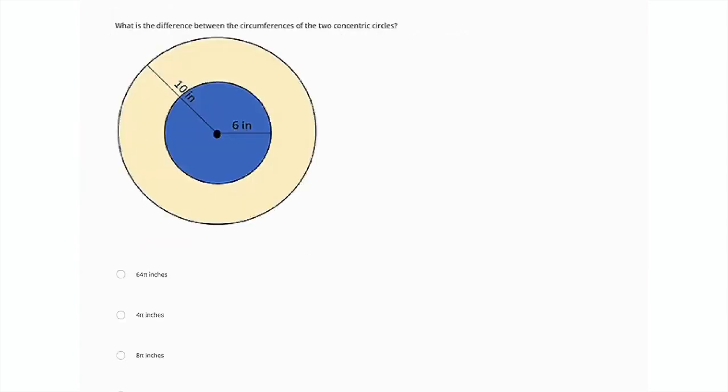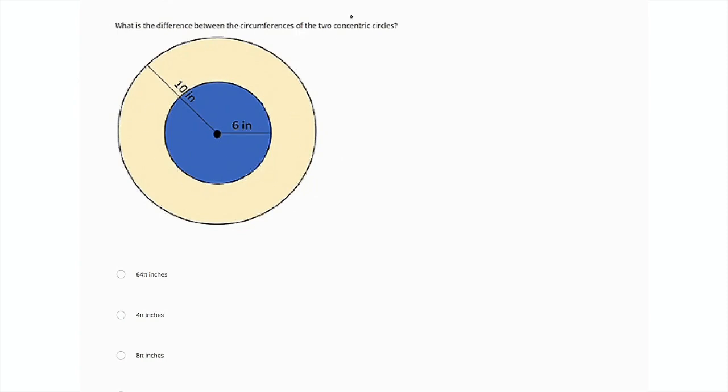All right, so for problem 4 here, we have another geometry problem involving circles, but it says, what is the difference between the circumference of the two concentric circles? So concentric circles mean that they share the same center, right? So we have this blue one and we have this tan outer one.